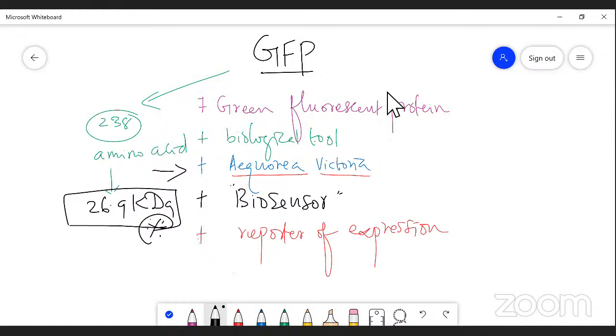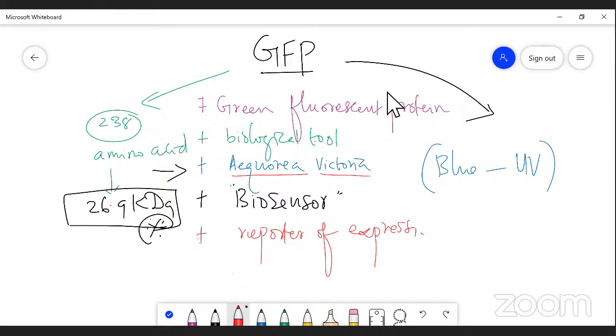When it is exposed to blue to ultraviolet rays at a wavelength of 395 nanometer, it exhibits green in color, right? So such a biosensor acts as a reporter of expression. My dear students, it is a reporter of expression.